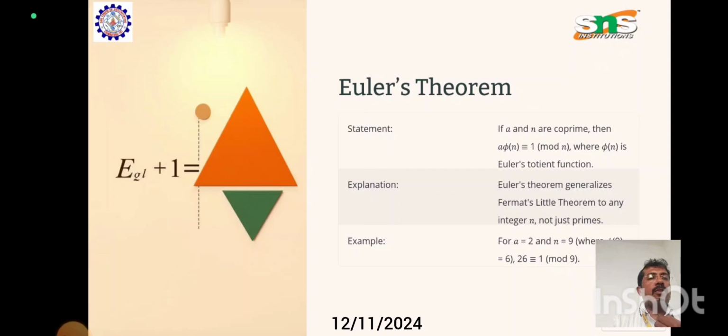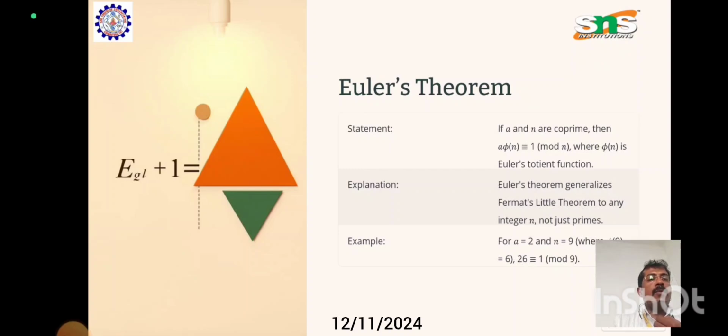Euler's theorem generalizes Fermat's little theorem to any integer n, not just primes. So apart from primes, for non-prime numbers also we can use Euler's theorem. It acts as an important concept in congruence ideas and prime numbers.